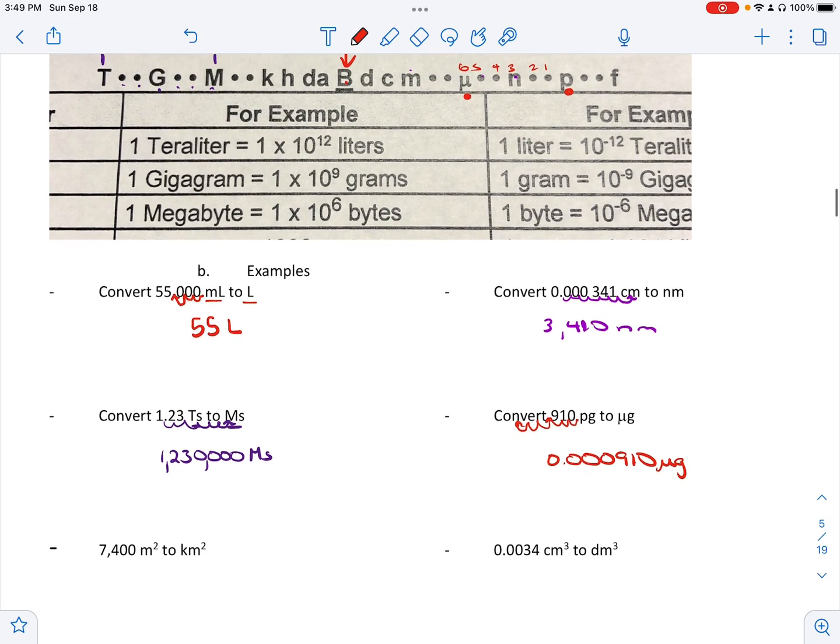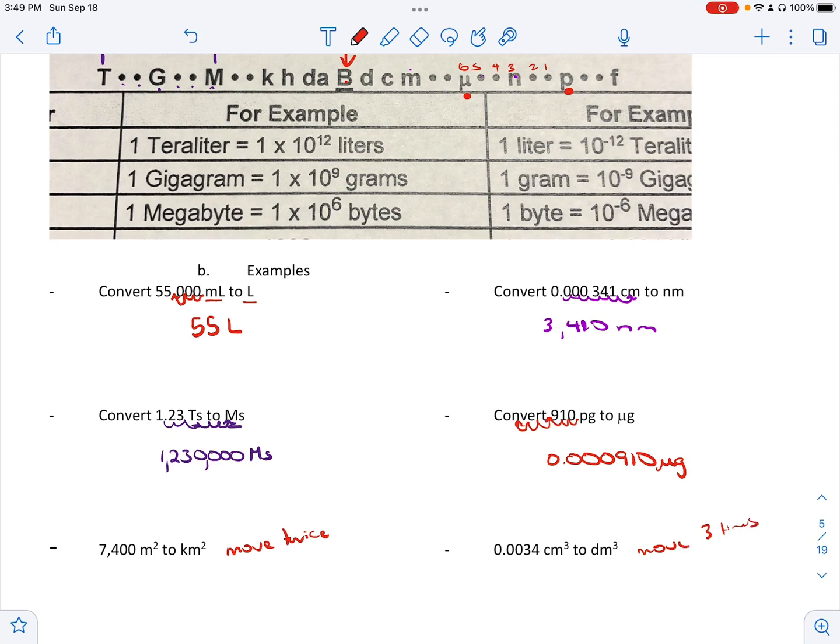All right, let's look at these next two, because they are not super tough, but they're a little different. They're squared and cubed. So what we do is if it's squared, we move the distance twice. If it's cubed, what do you suppose we do? We move the distance 3 times. All right, so let's see how that works.